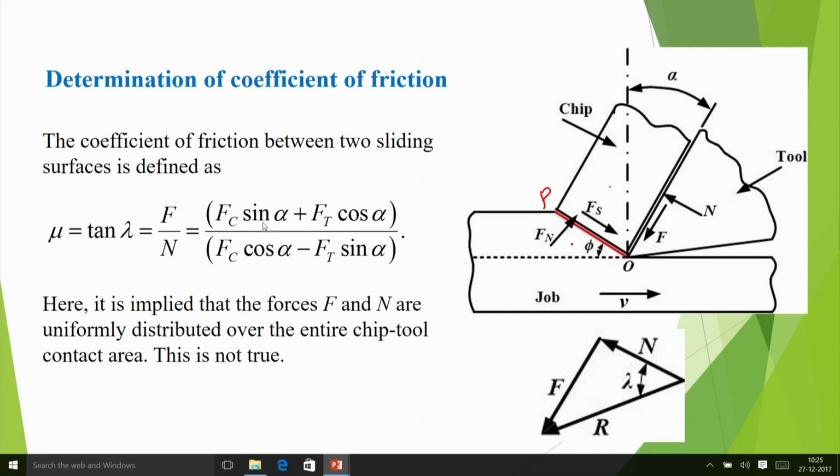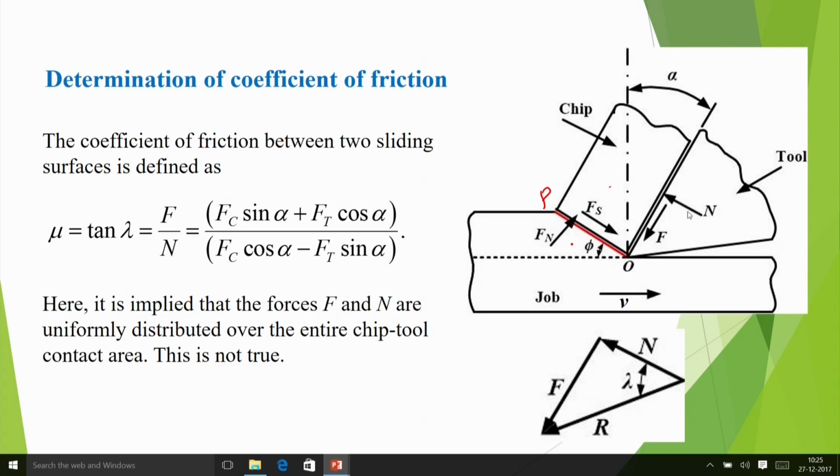You can see that F is the frictional resistance on the tool, and it is linearly related to Fc, and it is also related to Ft. If Ft increases, then this component is also going to increase.